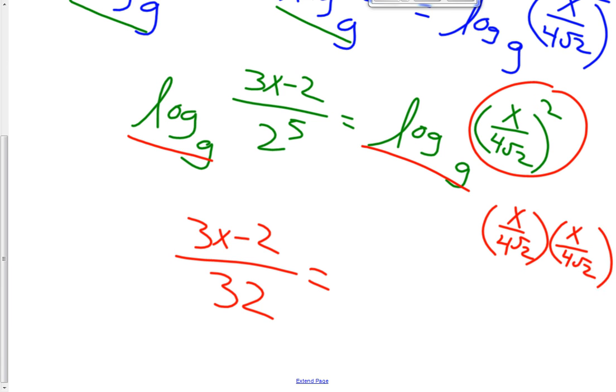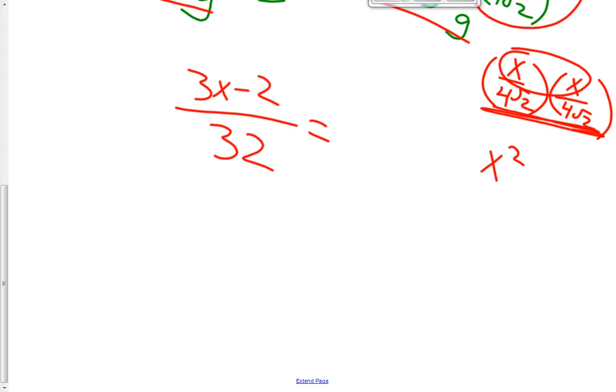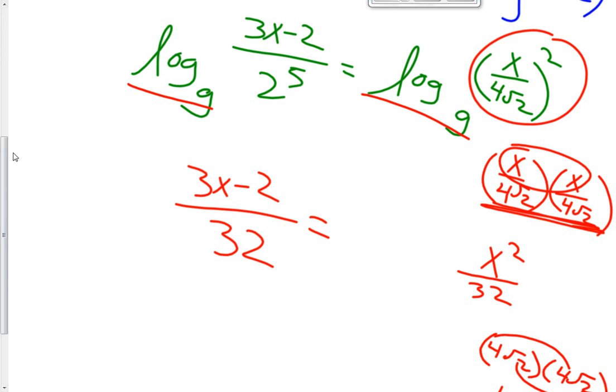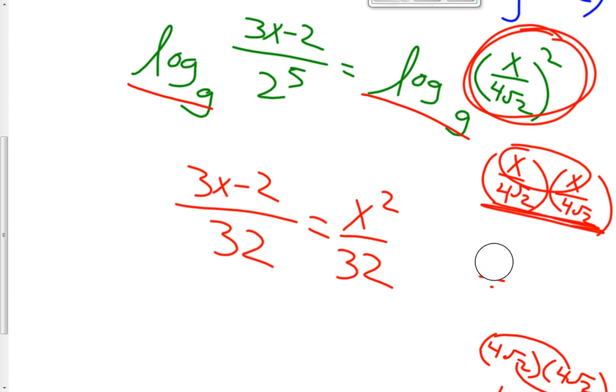X over 4 square root 2 squared is x over 4 square root 2 times itself. X times x is x squared. 4 square root 2 times 4 square root 2: 4 times 4 is 16. Square root 2 times square root 2 is 2, so we get 32. So it's x squared divided by 32. And that is what we get on the right side. When we take this squared, we get x squared divided by 32. What a crazy rigmarole, huh?